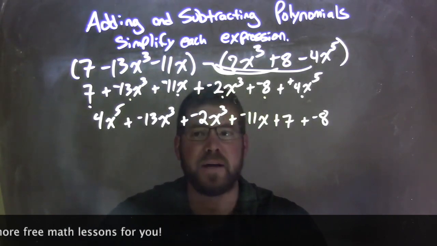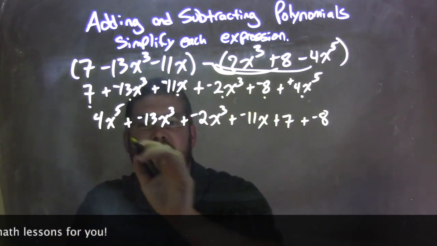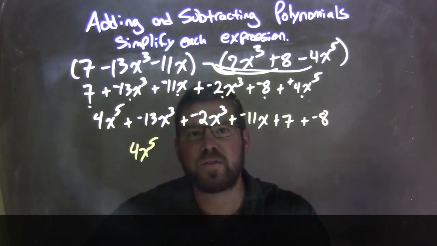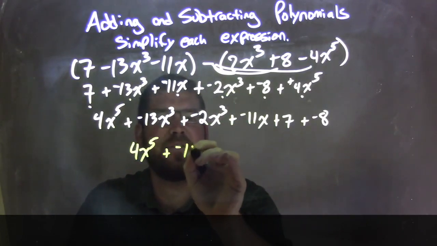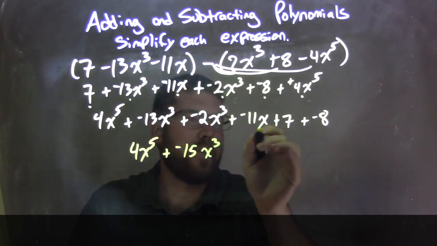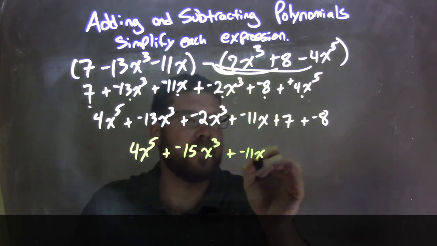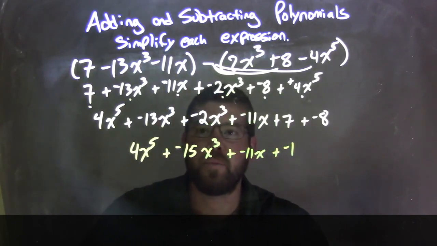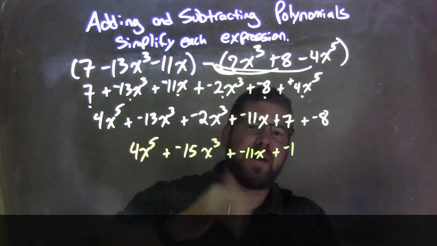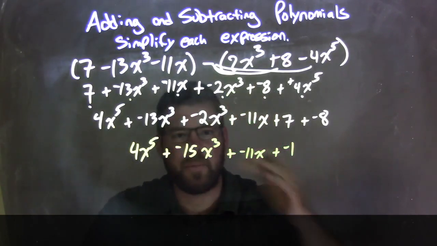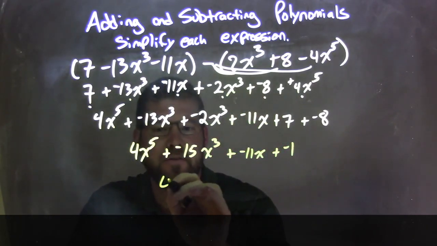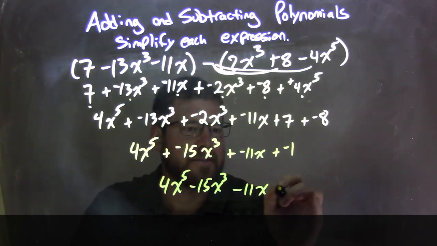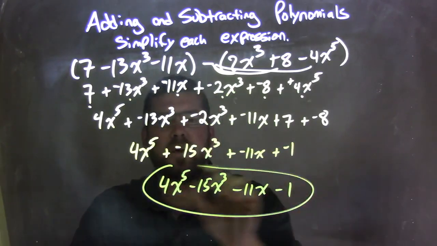So now let's combine our like terms. There's nothing else for x to the fifth, so it's just 4x to the fifth here. Negative 13x to the third plus a negative 2x to the third is a negative 15x to the third. Nothing else with just x, so we keep the negative 11x here. And then 7 plus a negative 8 is a negative 1. Now I'm going to rewrite this to have subtraction instead of adding a negative for the final answer. Kind of bring it back down with subtraction, make it look nice. So 4x to the fifth minus 15x to the third minus 11x minus 1. And there we have it. We have our final answer here.